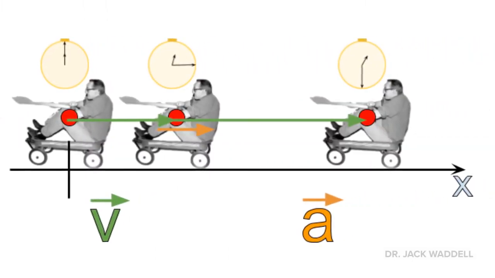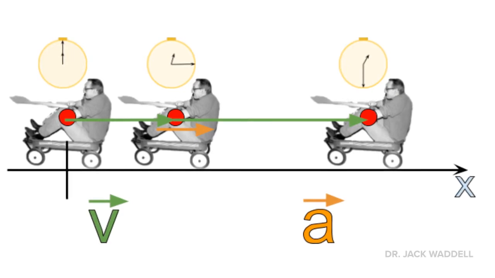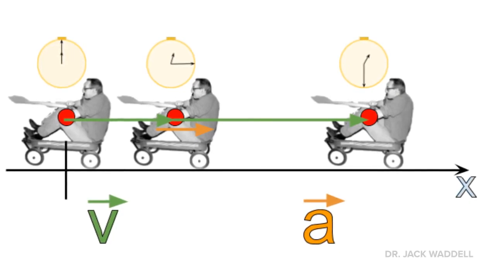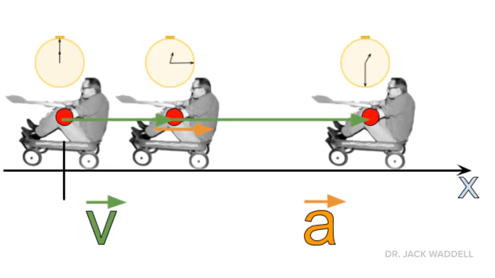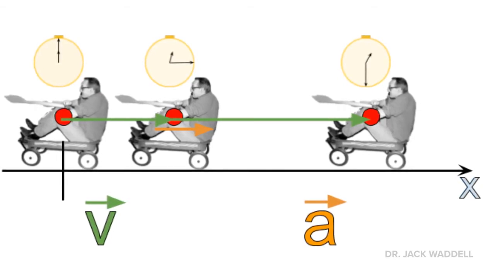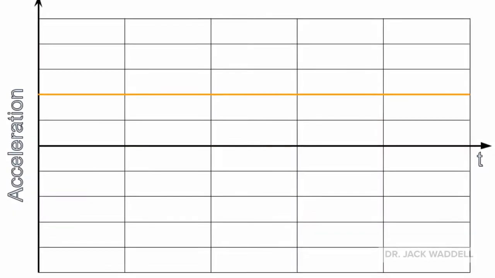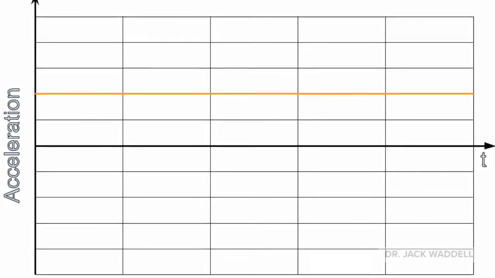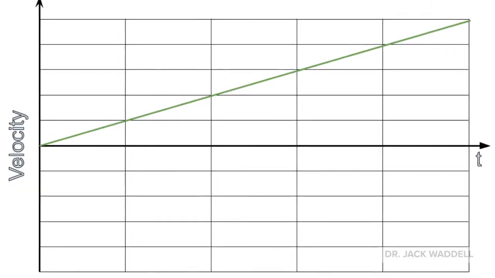In the first case, we're going to see someone moving to the right and speeding up. Since they're speeding up, the acceleration vector should point the same direction as the velocity vector, which means it should also be pointing to the right, which is our positive direction. So our acceleration graph should be a constant positive. That would lead us to this velocity graph.